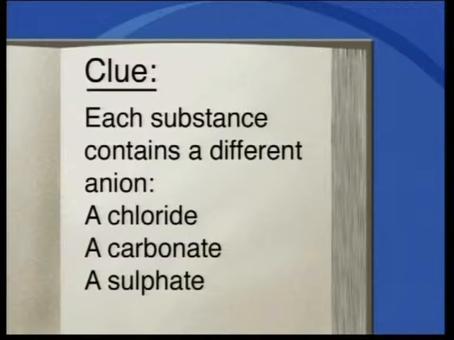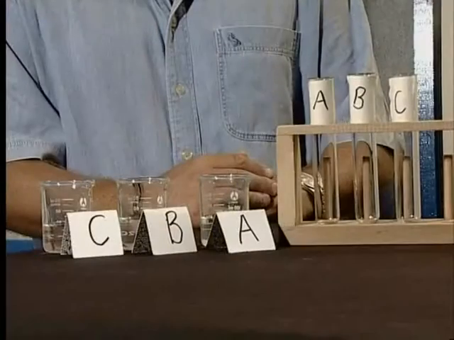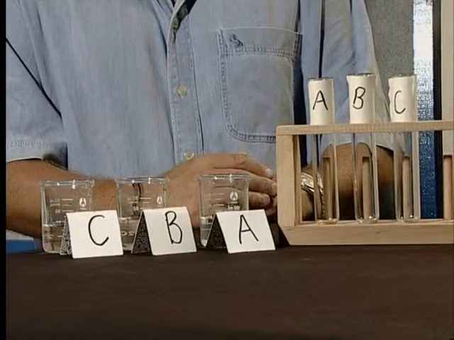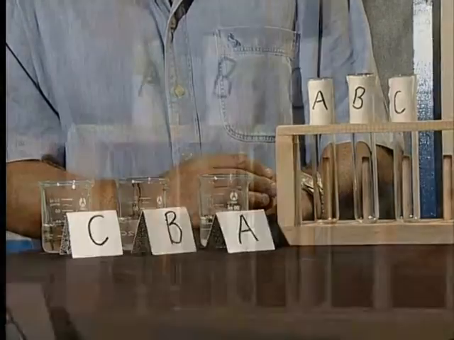Now we need to identify the anions. From our clue, we need to find out which one is our chloride, which one is our sulfate, and which one is our carbonate. Let's begin. First, we dissolve each salt in distilled water to form a solution.